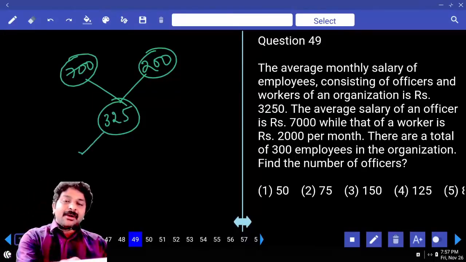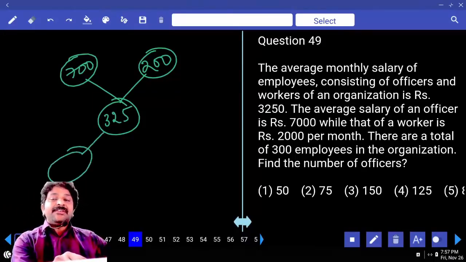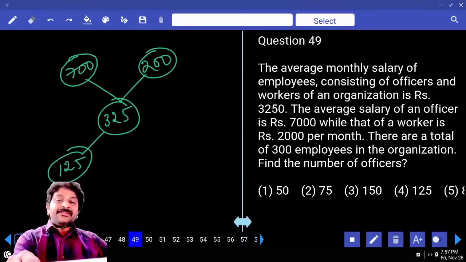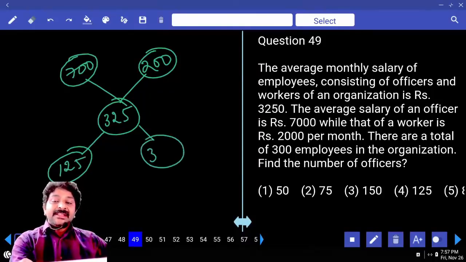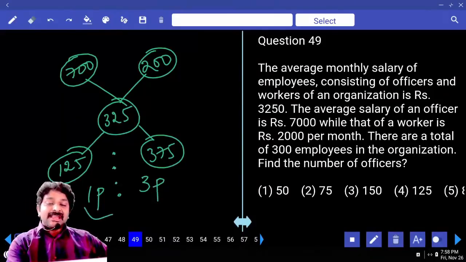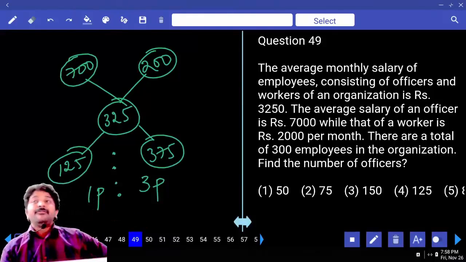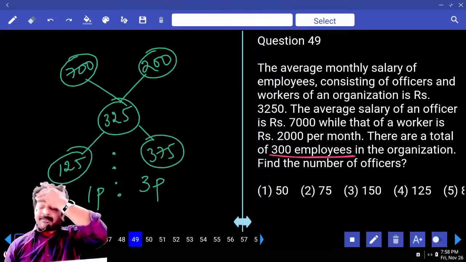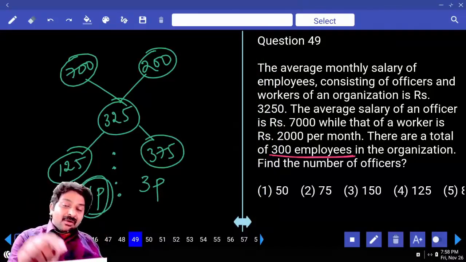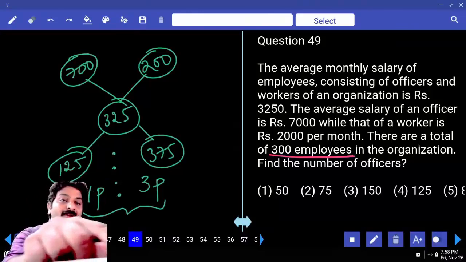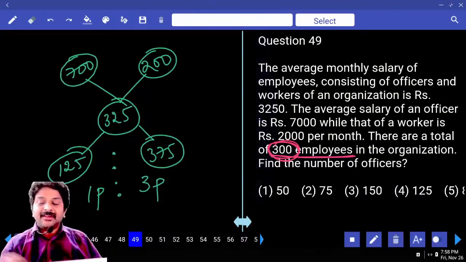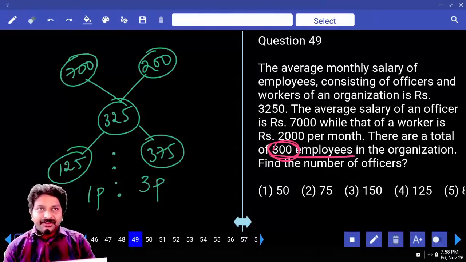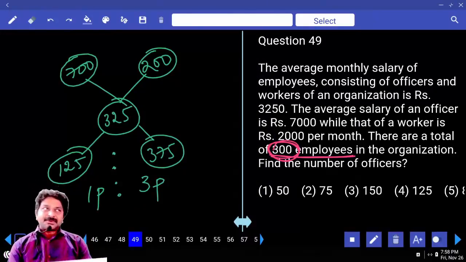Okay. Right. How much is difference here? 325 and 200, 125. 700, 325, 375. And what is the ratio? 1:3. Is that clear? So total how many members are there in terms of number of parts? 4 parts. And in terms of number, 300 employees are there. And we were asked to calculate number of officers. Officers are 1 part out of total 4 parts. That is 1/4 of 300 only. Half of 300, 150. Again half, 75. Second option.